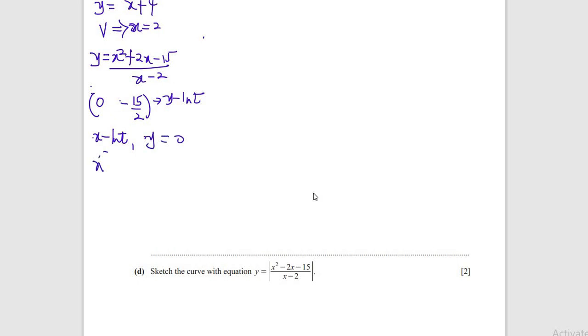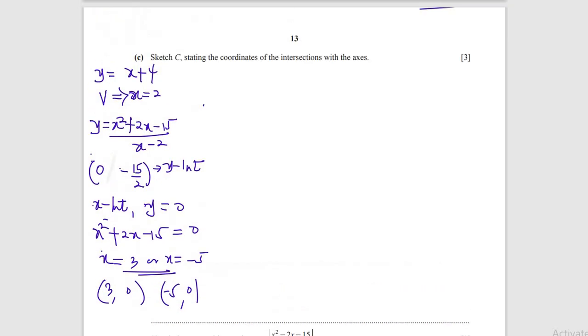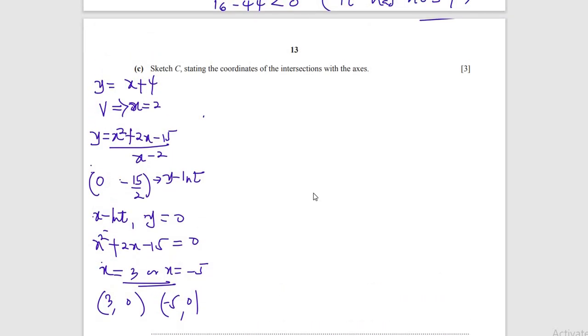So we have x squared plus 2x minus 15 equal to 0. At the end of the day, x will be 5 times minus 3 is minus 15. x will be 3 and minus 5. x is 3 or x is minus 5. These are the x-intercepts. y is 0 at those points. So let's plot the graph.